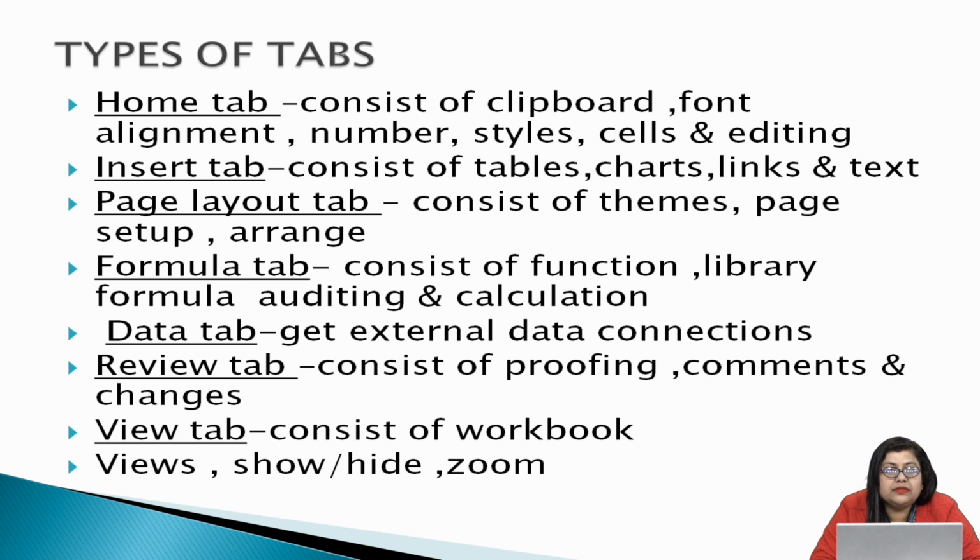Then come tabs. There are types of tabs in MS Excel. How many types of tabs are available? Here is the description for this. First one is the home tab, which consists of clipboard, font, alignment, number, style, cells, and editing. In the home tab, you will get different options where you can do the alignment, change the font styles, and even edit your numbers and cells, as it consists of a clipboard where different kinds of editing operations can be performed. Next tab is the insert tab, where you can do the insertion operation.